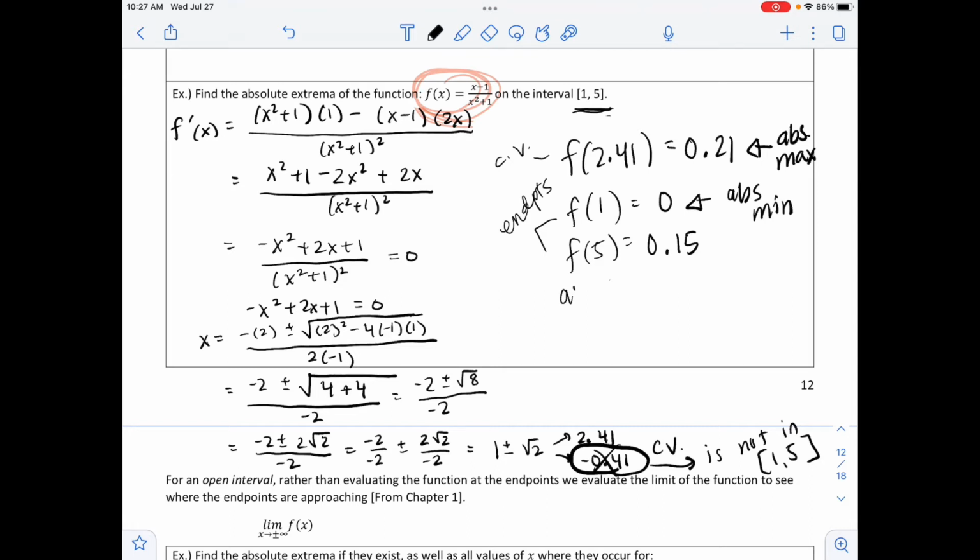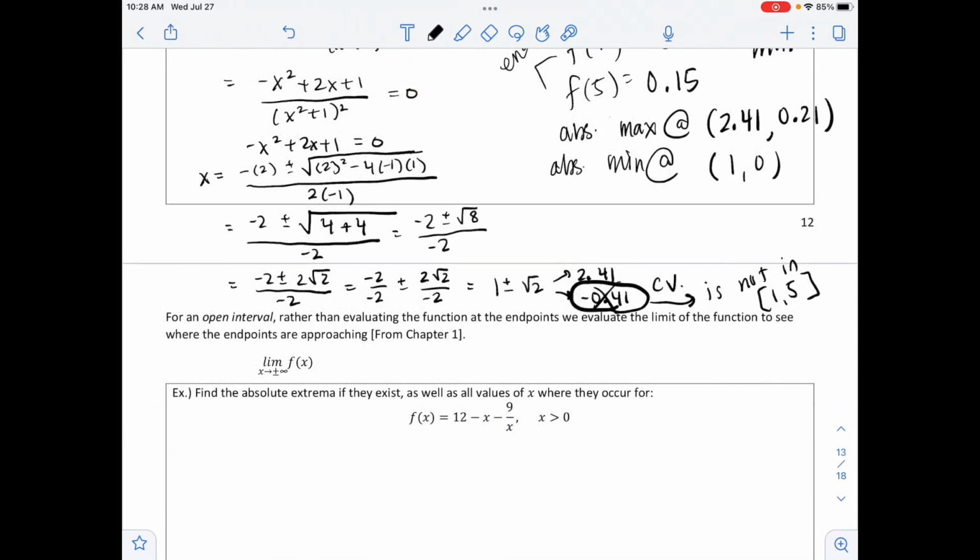And so we get an absolute max at x is 2.41, or you can write it as the radical expression down below, and our y value would be 0.21. And we also have an absolute min at, and our y value is 0 and our x value is 1. And so there is our absolute max and our absolute min for this problem.